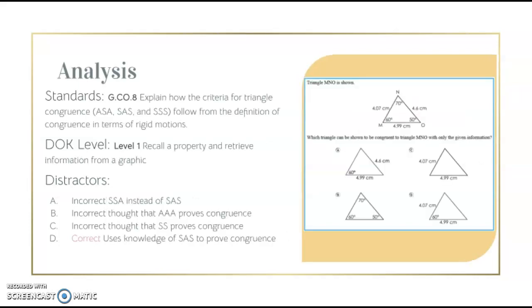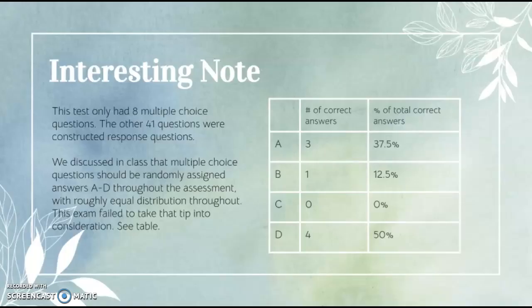The last one we looked at was level 1 depth of knowledge, recalling a property and retrieving information from a graphic. This is working with trying to figure out congruences of triangles. So one is incorrect. They thought side angle instead of side angle side. So just misunderstandings of the different types of congruences. These are definitely things that students might come across, so I thought those were also great distractors.